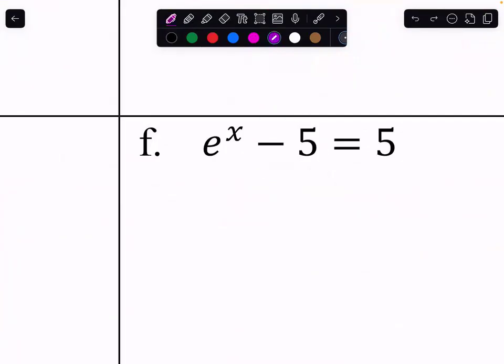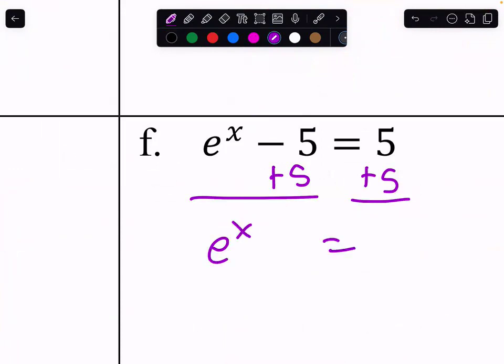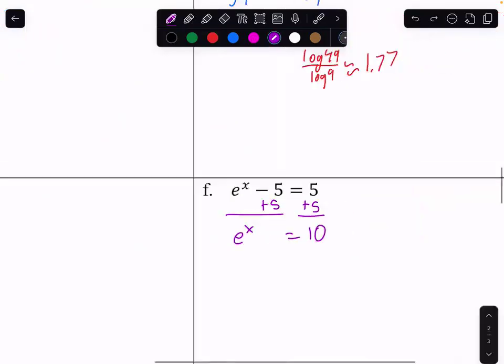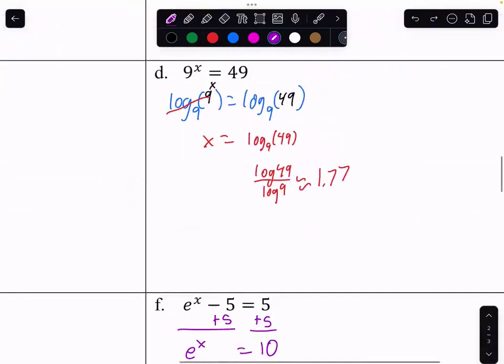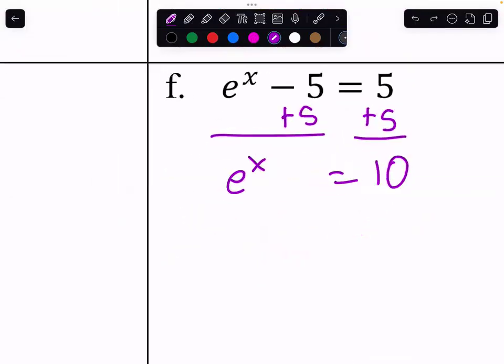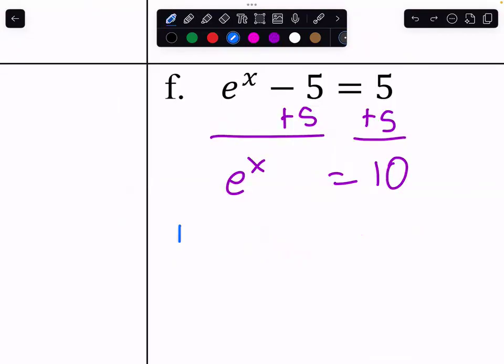Okay, so minus 5 is undone by adding 5 to both sides of the equal sign. Now the exponential term is by itself. There's nothing in front, there's nothing behind. So above, when we wanted to undo the 9, we did log base 9. So to undo the e, we would do log base e, but remember we call that natural log. So we do the natural log of both sides.